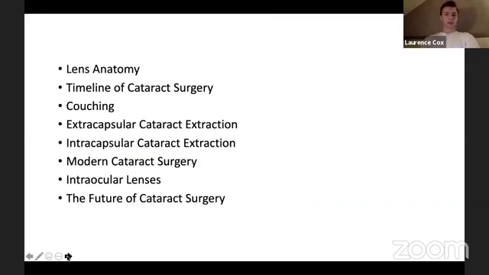So just a quick overview of what I'll be talking about today. I'll do a quick revision of lens anatomy just to make sure that everyone's familiar with that. I'm sure we're all very up to date on that. And then I'll be doing an overview of the timeline of cataract surgery, talk about a few different types of cataract surgery from couching to extracapsular and intracapsular extraction, and then talking about more modern procedures as well as intraocular lenses and where things might go in the future and moving forward.